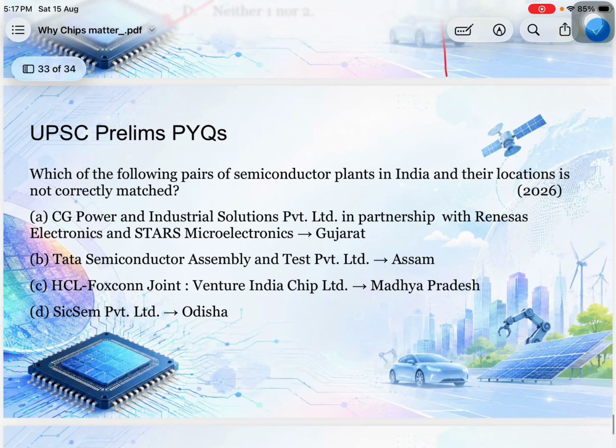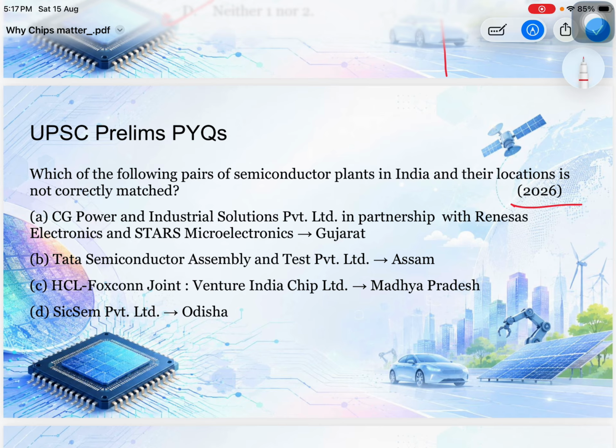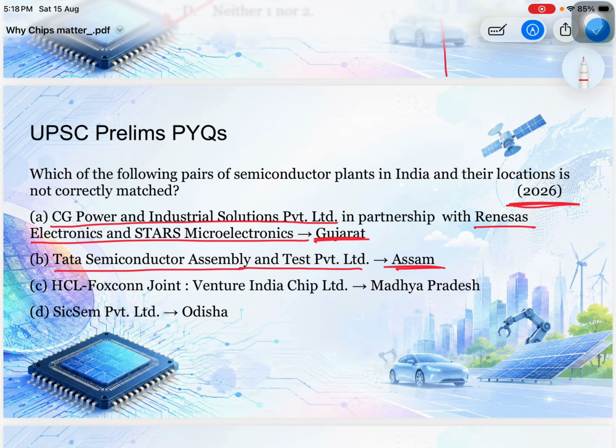And discussing one more PYQ, which is the most recent PYQ asked in this year's exams, 2026. Which of the following pairs of semiconductor plants in India and their locations is not correctly matched? So, you can see there is the industry name, partnership with another industry in Gujarat, Tata Semiconductor Assembly and Test Private Limited in Assam. This was the option which is actually wrong, but how will you get to determine this?